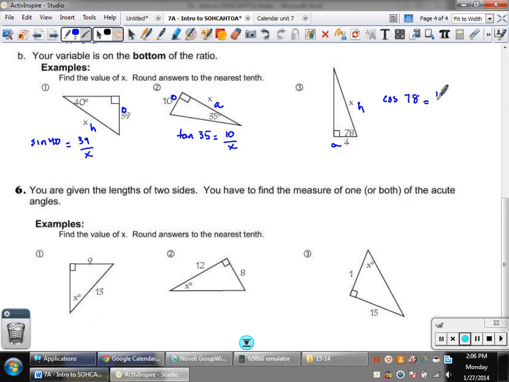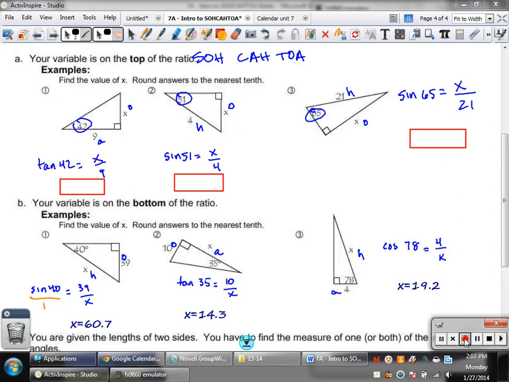Now remember, these problems are a little bit different because when you cross multiply here, you're going to multiply 1 times 39 and divide it by sine of 40. Okay, 1 times 10, so just 10, divided by the tangent of 35, and then the same thing here. Go ahead and pause the video again and try these problems. All right, let's see how you did.